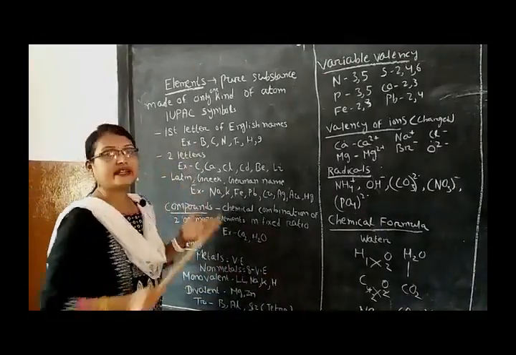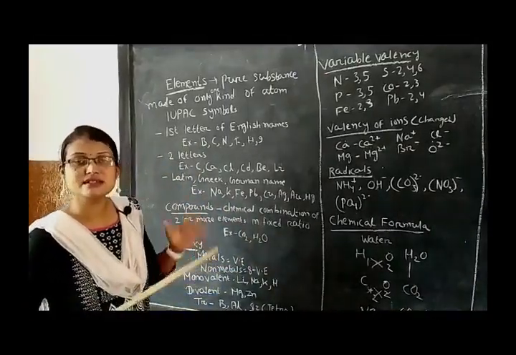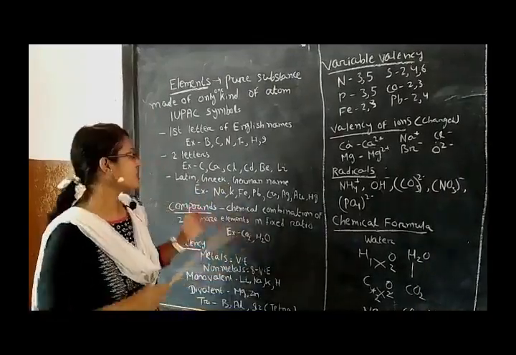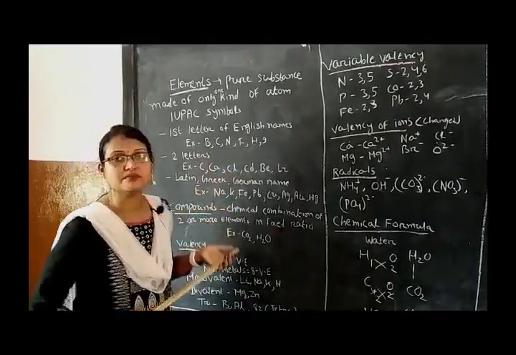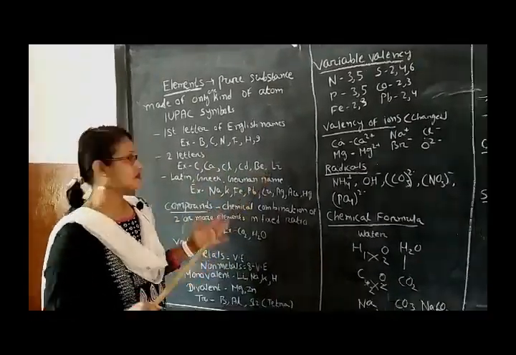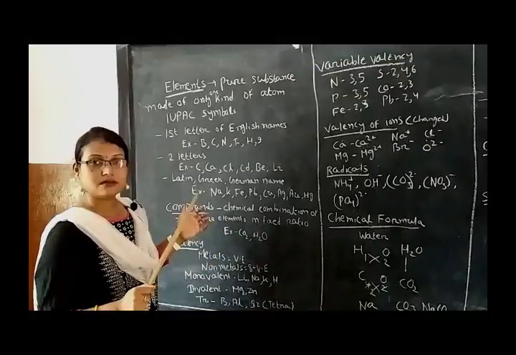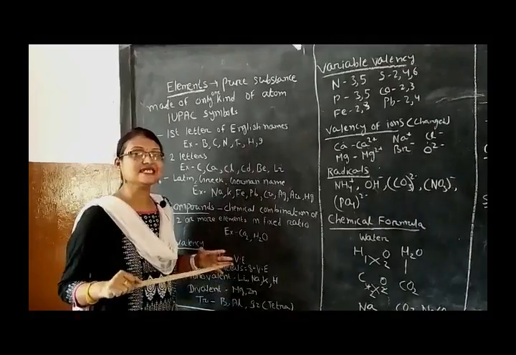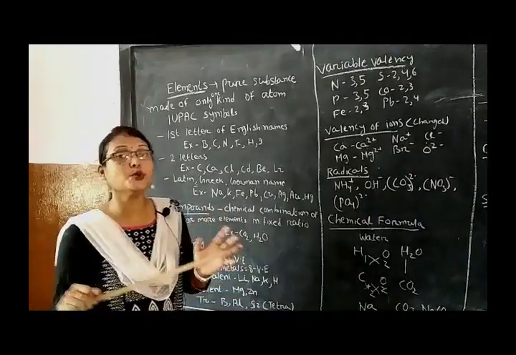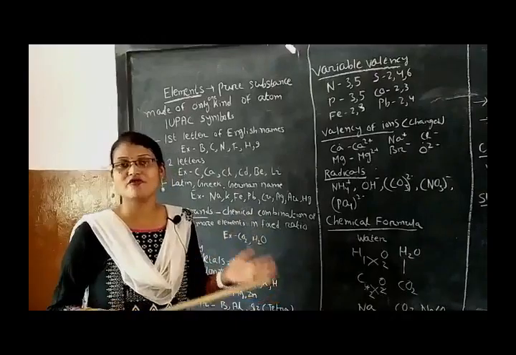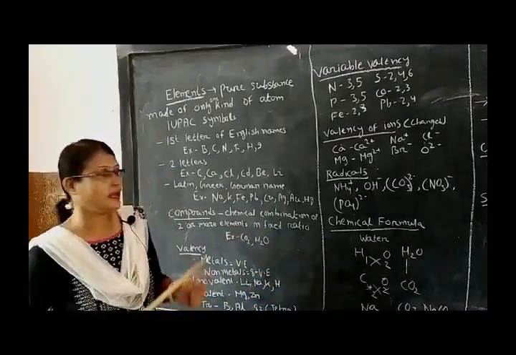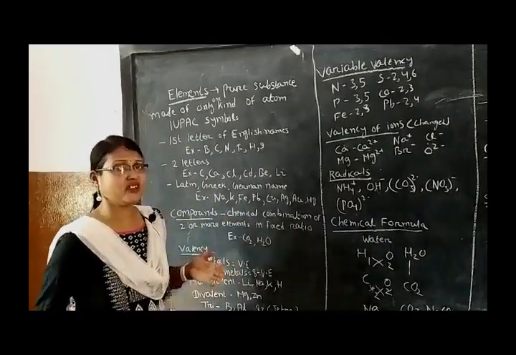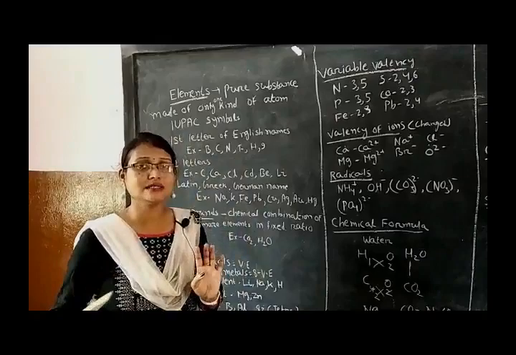Next, two letters are used, either first and second, or first and third, like that. For example, carbon, calcium, chlorine, cadmium. All of these start with C. The second classification is that symbols are given by two letters, either first and second, or first and third. For example, carbon, calcium, chlorine: all the English names start with C. So, can we give all three elements the symbol C? No.